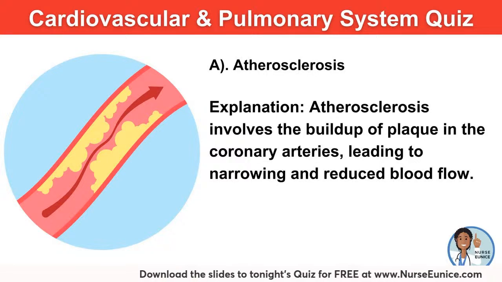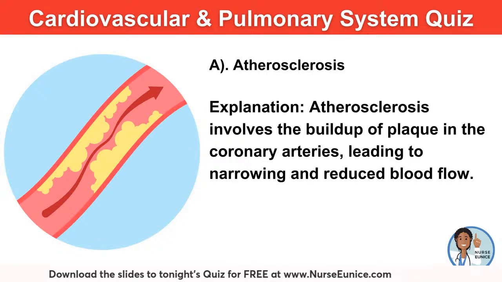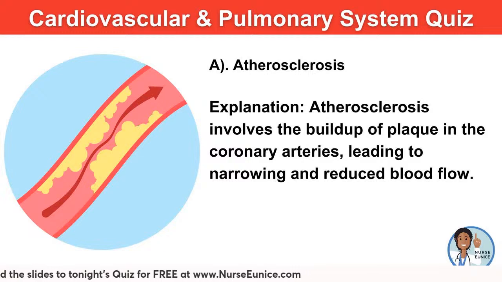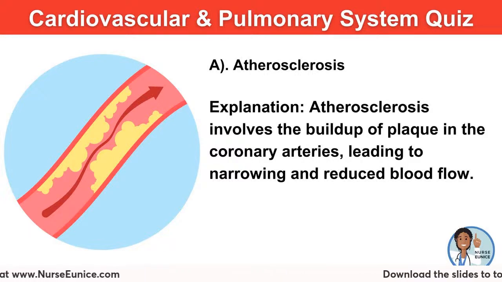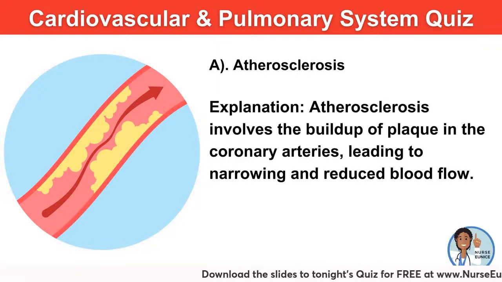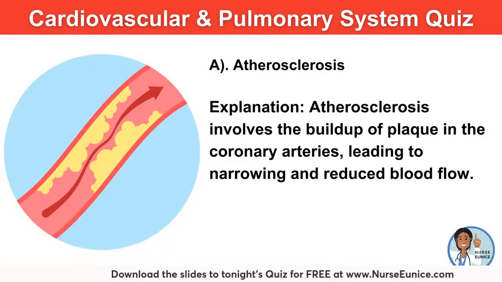And when you look at the image, atherosclerosis is the buildup of plaque, aka fat, all the bad stuff, the cholesterol that we eat, in the coronary arteries. And when it builds up, it decreases the blood flow throughout the body.